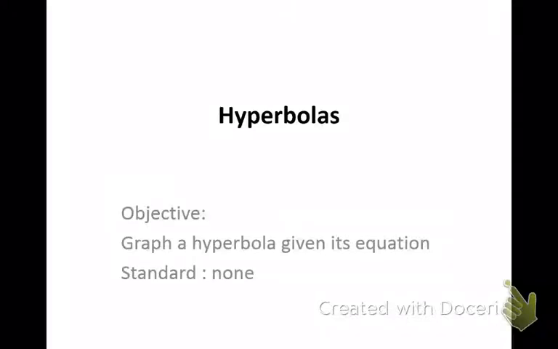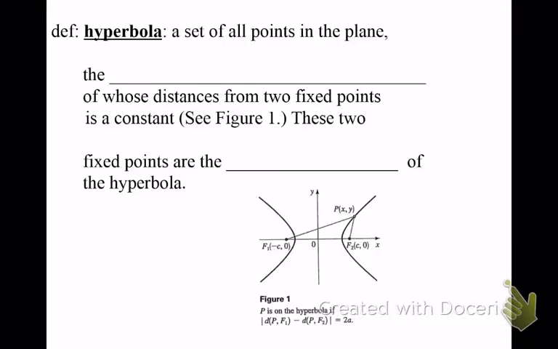Alright, so hyperbolas. Our objective is to be able to graph a hyperbola given its equation. A hyperbola is the set of all points in a plane, the difference of whose distances from two fixed points is a constant. These two fixed points are the foci of the hyperbola.